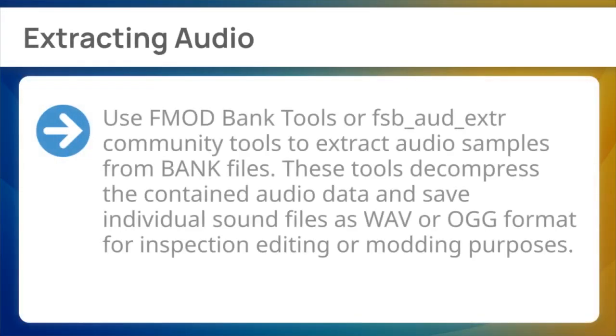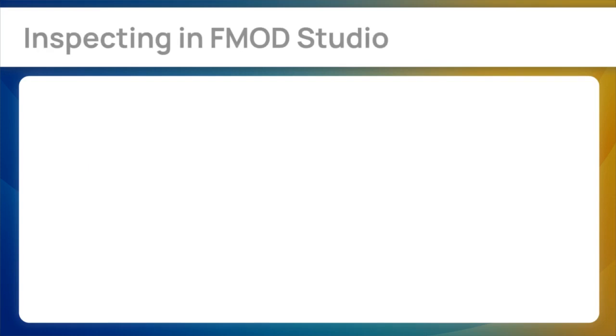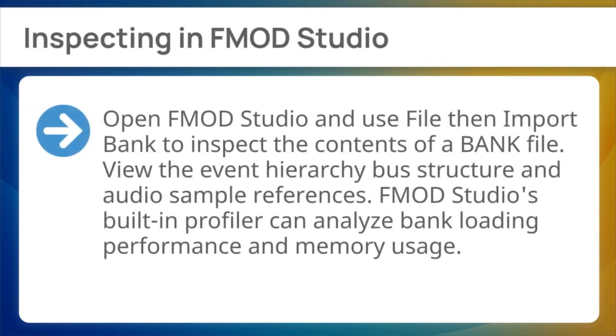First, extracting audio. Use FMOD Bank tools or FMOD Extra Community tools to extract audio samples from bank files. These tools decompress the contained audio data and save individual sound files as WAV or OG format for inspection, editing, or modding purposes.